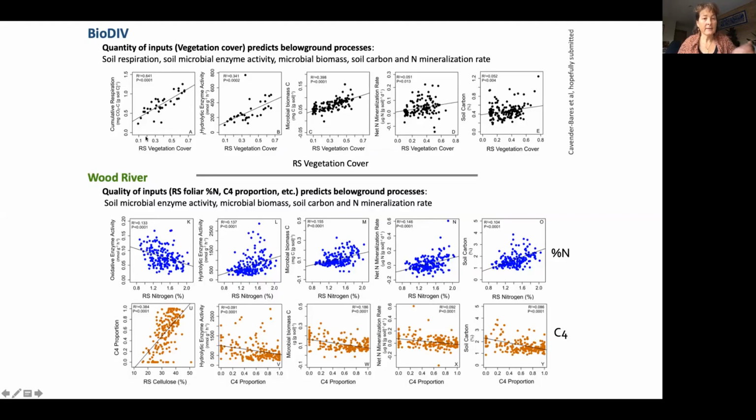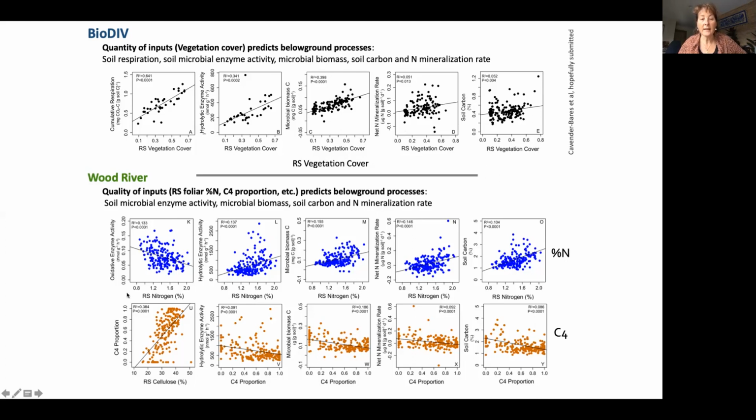Basically, what we found in this system is that productivity, the amount of inputs, vegetation cover and biomass, which we could remotely sense, was driving the soil processes: accumulative respiration in the soil, hydrolytic enzyme activity, microbial biomass carbon, net nitrogen mineralization rates, and soil carbon. But in the Wood River system, it was the chemical variation and the functional phylogenetic composition that was driving those same things.